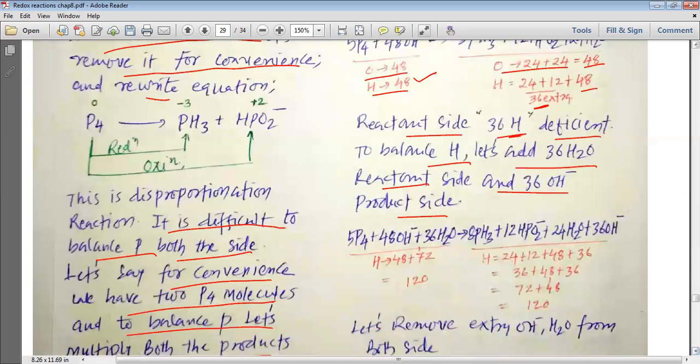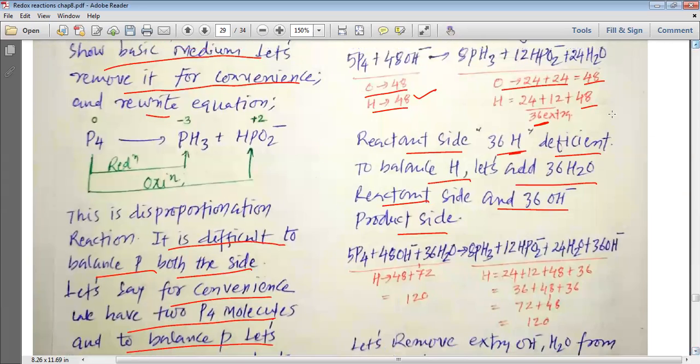So now we have the new equation, my dear students, that we have added 36 H2O to the left hand side. So we will have 5P4 plus 48 H2O plus 36 H2O, and on the right hand side we have 8 PH3 as usual, 12 HPO2 minus as usual, 24 H2O as usual, and extra 36 OH minus is added.